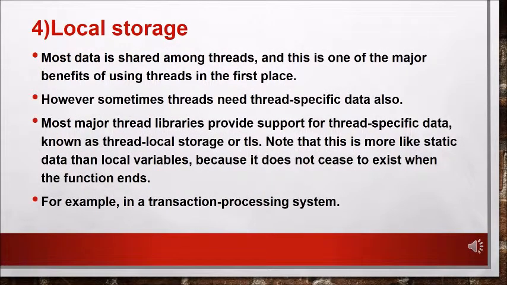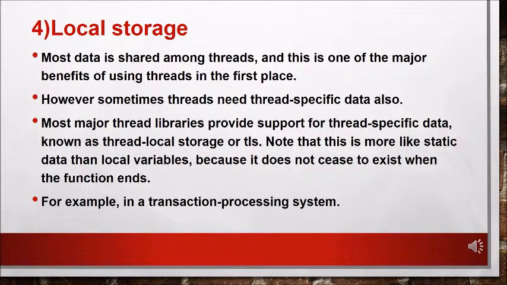Another issue of threads is thread local storage. Threads belonging to a process share the data of the process. Most data is shared among threads, and this is one of the major benefits of using threads in the first place. However, sometimes threads need thread-specific data also. Most major thread libraries provide support for thread-specific data known as thread local storage or TLS.